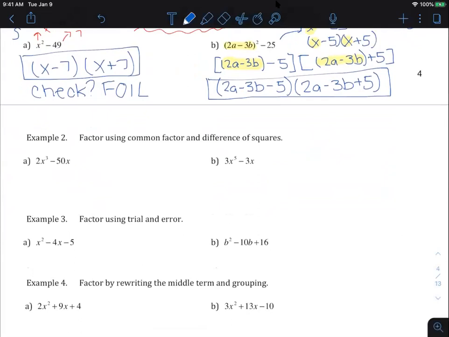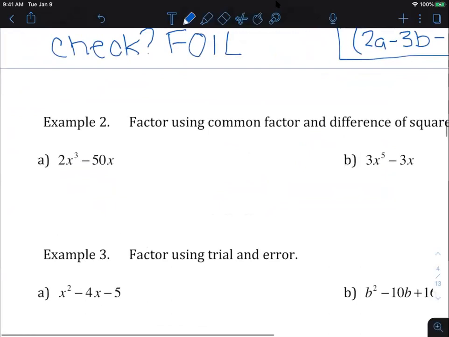So example 2 says factor using greatest common factor and difference of squares. So we have to pull out a GCF and then continue to do a little bit more. So let's take a look here. We're going to go ahead and take out a 2x. And that's going to leave you with an x squared minus 25.